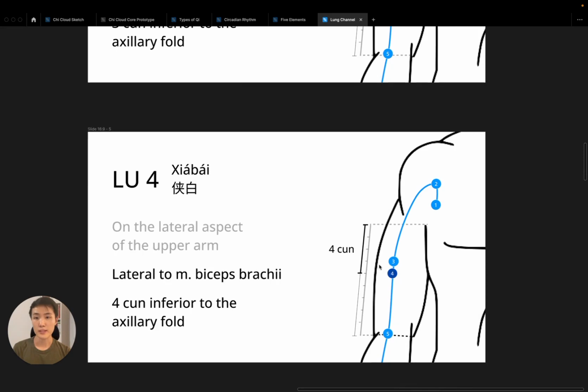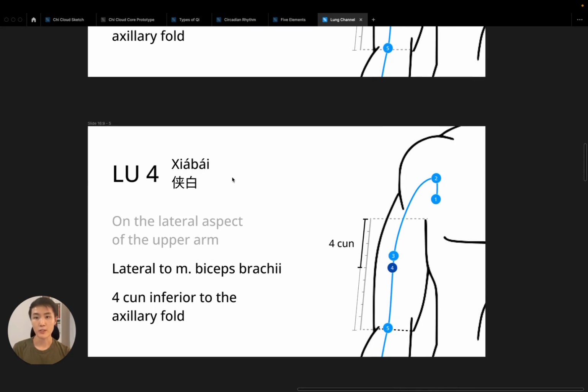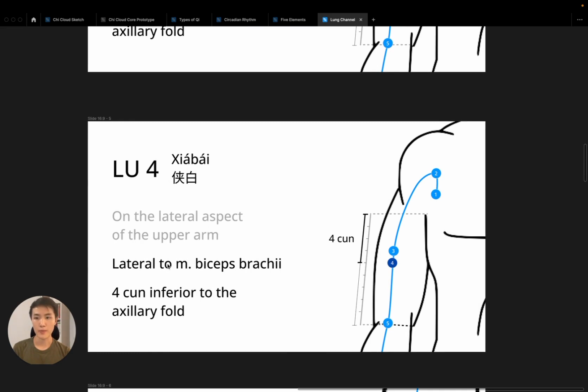The next point is 1 cun right below it. So lung 4, xiabai, is also on the lateral aspect of the upper arm. It's lateral to the bicep muscle again, and 4 cun inferior to the axillary fold. Or you find lung 3, and you go 1 cun inferior. And that's lung 4.